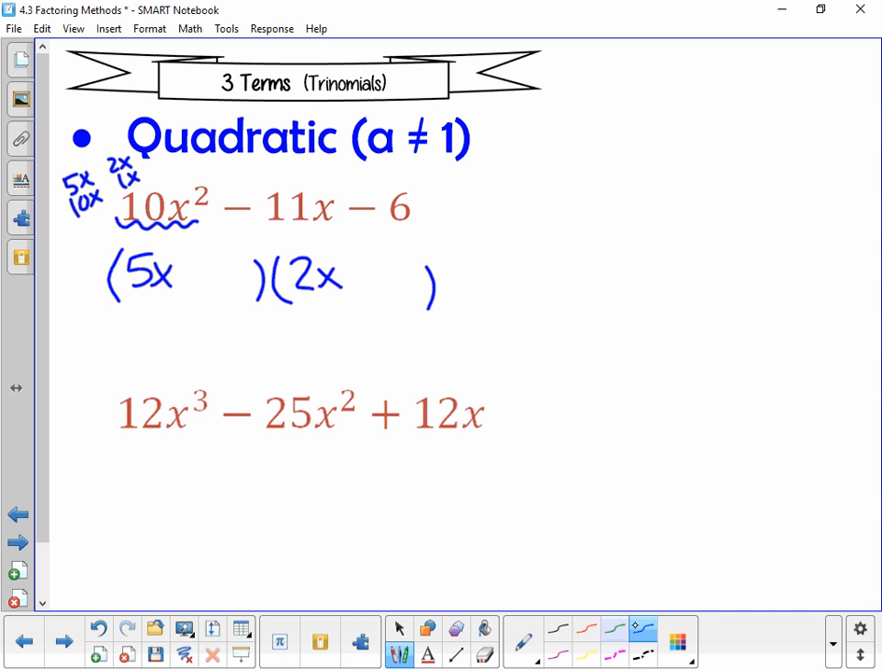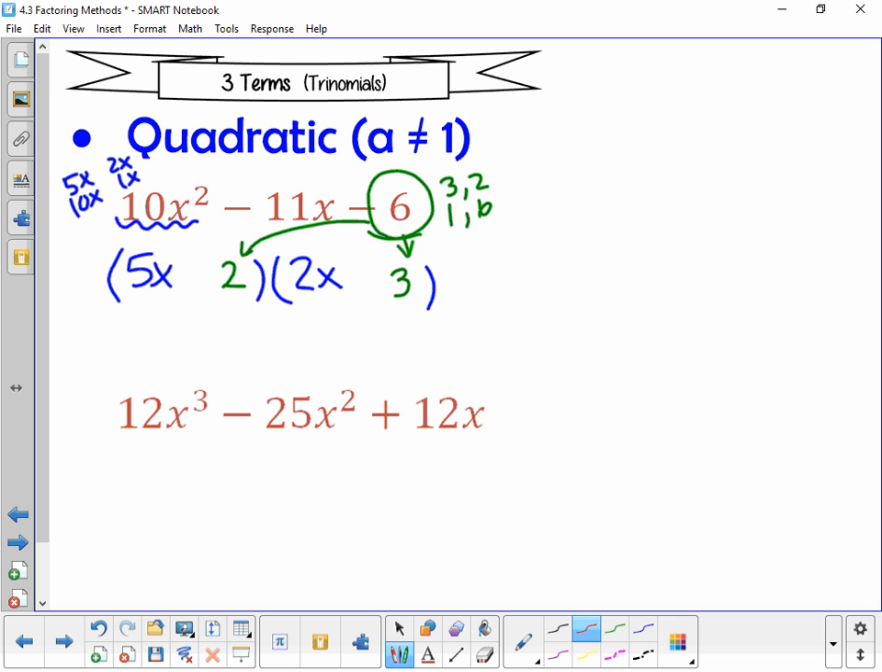Now that gives us the correct beginning. We'll use this 6 at the end, and the possibilities are 3 and 2 or 1 and 6. So maybe we put a 3 here and a 2 here, and we test it out and see if it works.